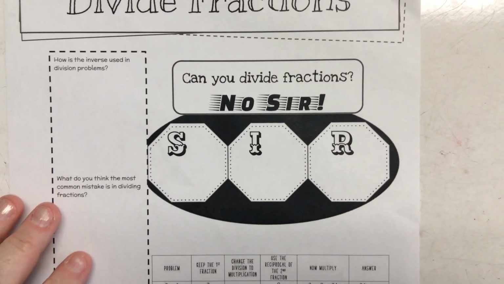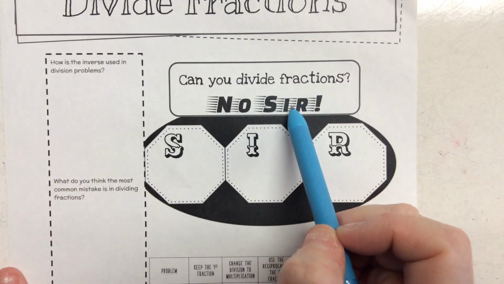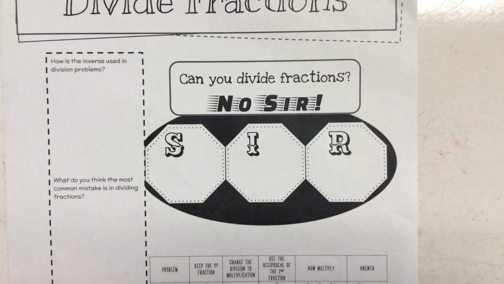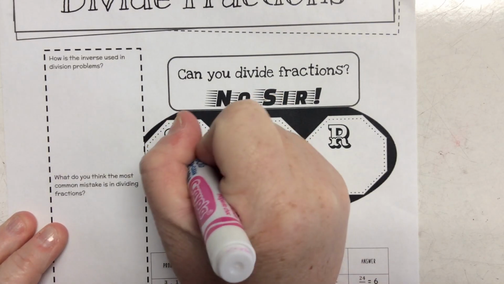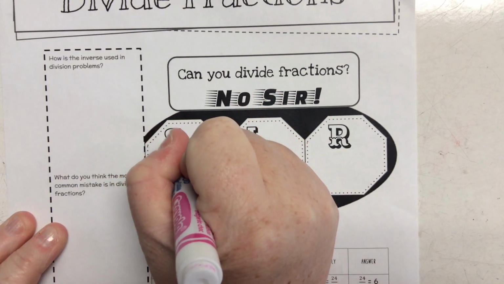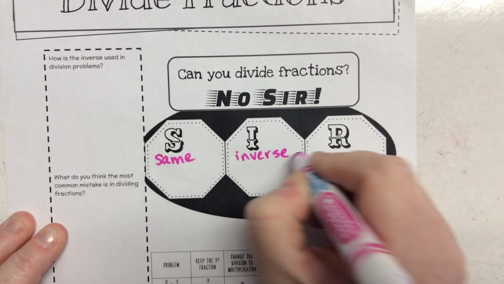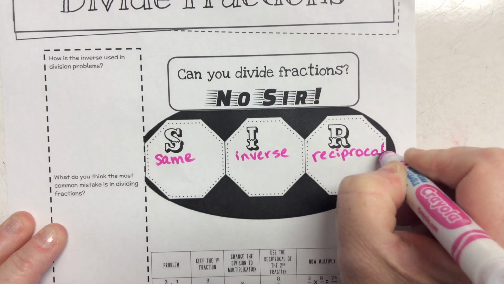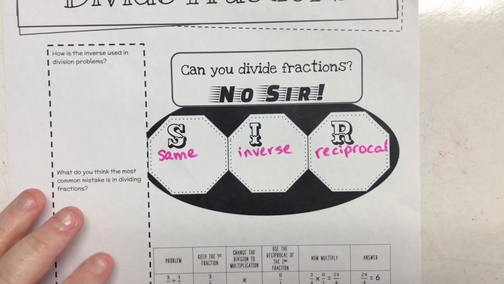All right, so do we divide fractions? Whenever I ask you this, I want you to say, no, sir. I know I'm not a sir, but we're going to use that today, okay? No, sir. We're going to write down same, inverse, reciprocal, okay? So I'm going to write same, inverse, reciprocal. And what does that mean? Well, I keep the first number the same, okay?